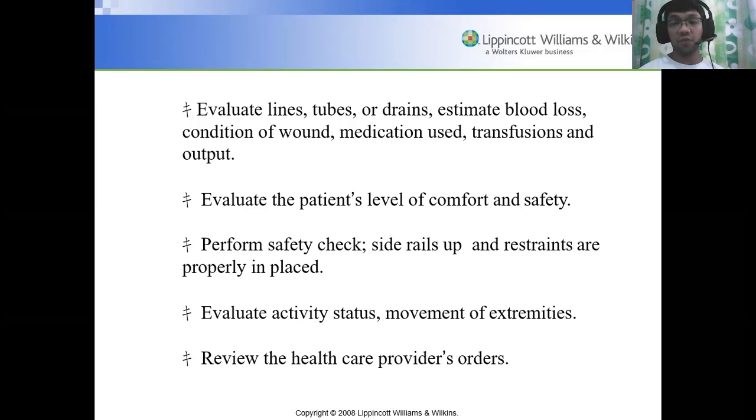Evaluate the patient's level of comfort and safety as well. As long as the patient is already conscious, we need to ask this from the patient. If the patient is still in pain, the patient needs analgesics for the pain that they're feeling. We also need to perform safety checks. That's what I told you earlier, to raise the side rails up. Restraints are properly in place as well. Evaluate the activity status of the patient and the movement of extremities. And review the healthcare provider's orders, the doctor's orders.